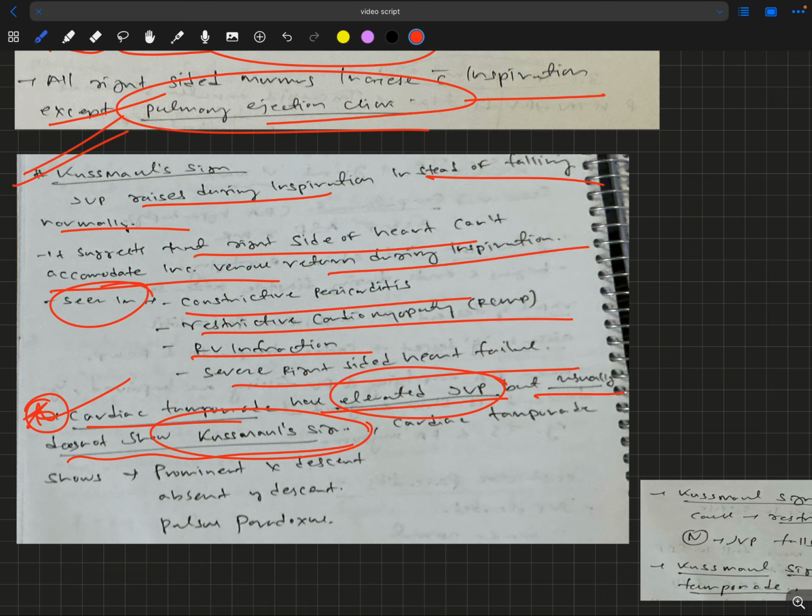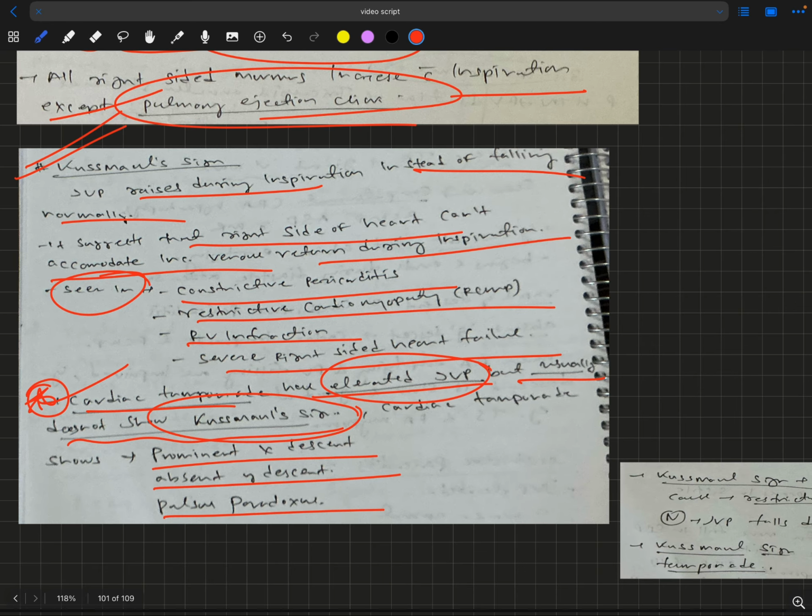It is that the JVP rises during inspiration instead of falling. So cardiac tamponade doesn't show a positive Kussmaul sign. Cardiac tamponade has other findings: prominent X descent, absent Y descent, and pulsus paradoxus. I have discussed pulsus paradoxus earlier: after inspiration there will be a decrease in systolic blood pressure by more than 10 mm Hg. That is called pulsus paradoxus.